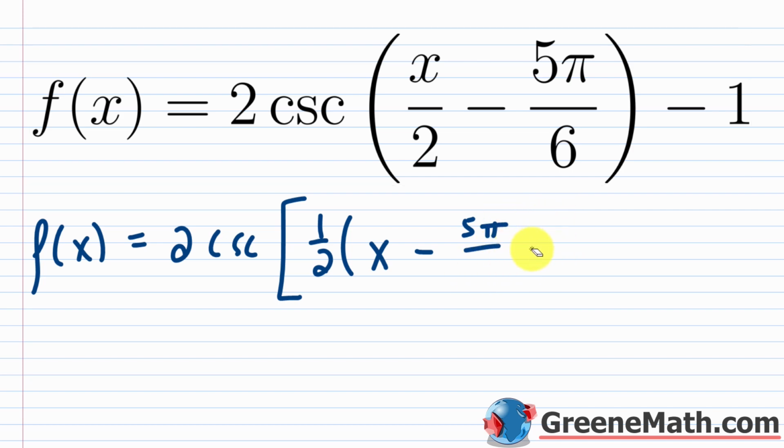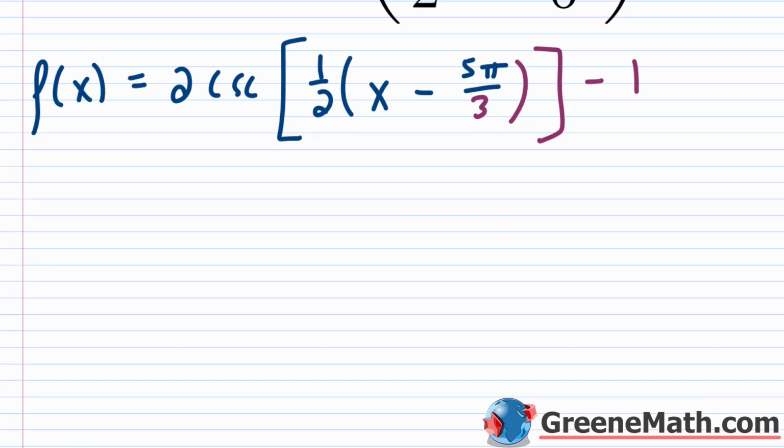So this is 5pi/3. And I know this gets a little bit tricky when you're factoring like that, but you can always check it. A half times x is 1/2 x, or x over 2. Then minus and minus, 1/2 times 5pi/3, that is 5pi/6. So that checks. So then we have minus 1. So at this point, we can just get the phase shift right away. That's why I factor. So for the phase shift, how do I undo this minus 5pi/3? I need to add 5pi/3. So I'm going to the right, 5pi/3.